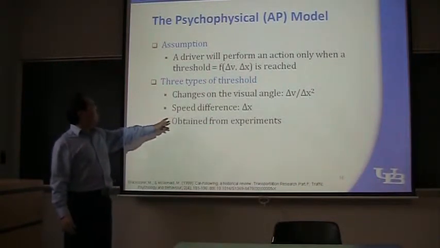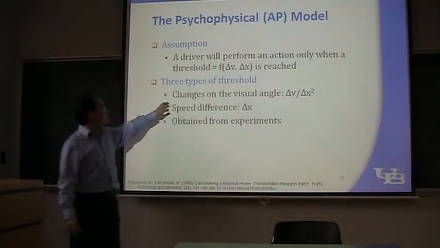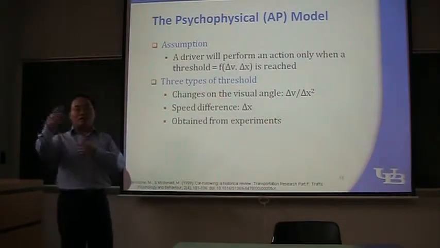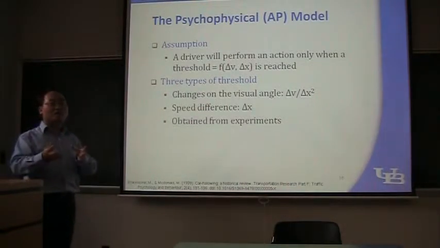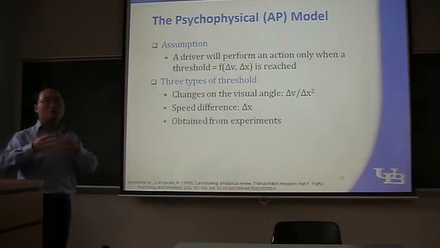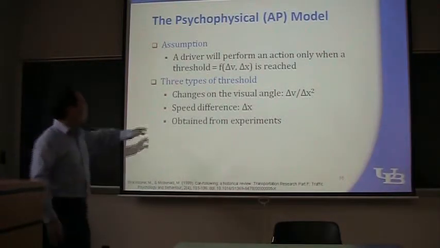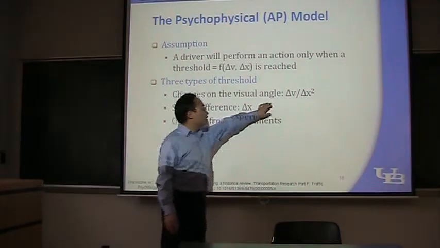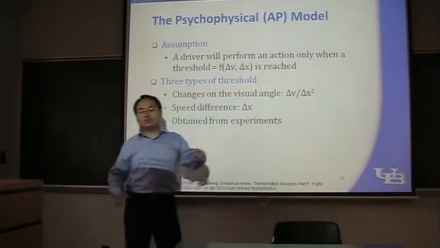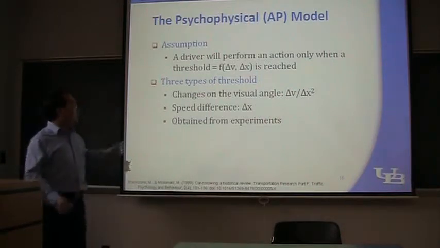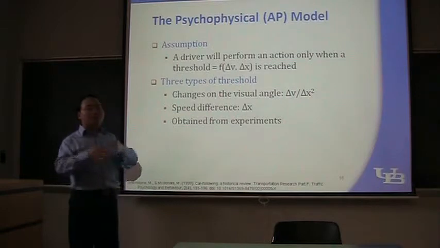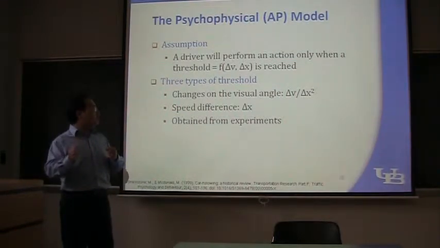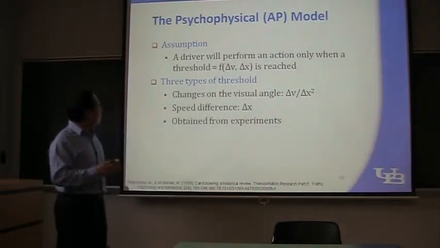And there are typically three types of threshold. For example, the visual angle of the vehicle ahead of me should be changing. It should change in the magnitude that I can detect. Otherwise, I won't realize the vehicle ahead of me is changing its relative distance. So we use the visual angle, which is typically delta V divided by the square of delta x. Another possibility is simpler. This threshold is speed difference, delta V.